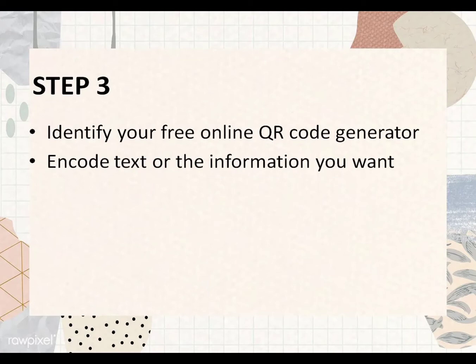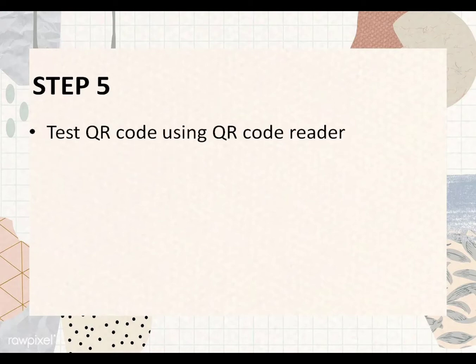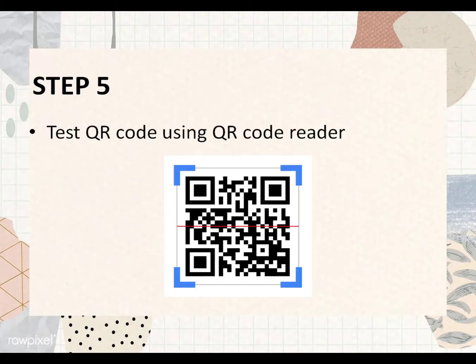Step 3. Once you've identified your QR code generator, you can now encode the text or the information that you want. Step 4. Run it and save it as a JPEG file, and now you have successfully created your own QR code, which you can download. Step 5. Test the QR code using your QR code reader or scanner.